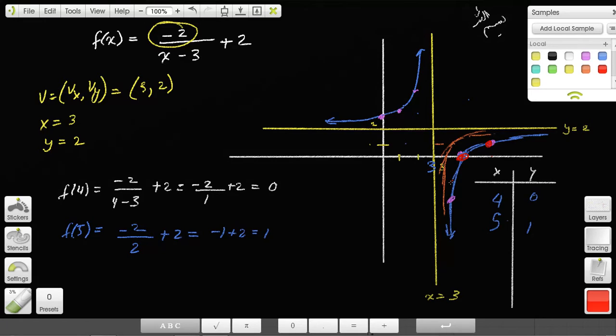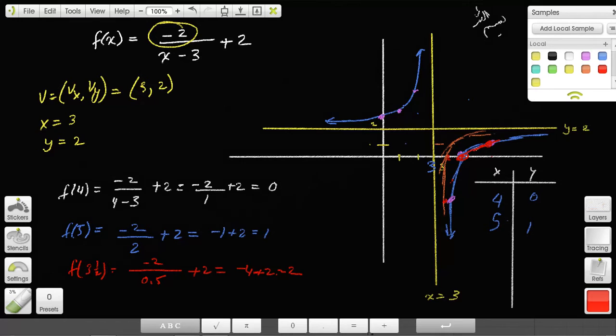Okay, I kind of need a point over here, right? So we're going to have to use like 3.5 or something like that. If we do 3.5, let's just do f of 3.5. Then negative 2 over, you can use a calculator if you don't know. 3.5 minus 3 is 0.5, plus 2. So negative 2 divided by 0.5 is negative 4, plus 2, and that is negative 2. So you do that and you get a point over here. Ta-da! Do you understand?